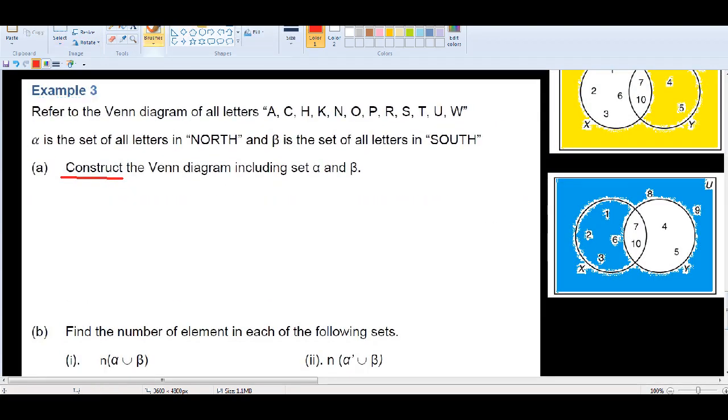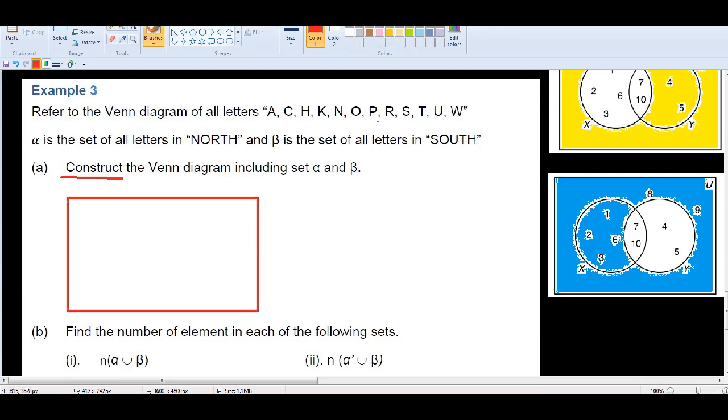Remember, to construct a Venn diagram, you need to draw a universal set, which is a rectangle. Then you need to draw 2 circles representing alpha and beta. The size of the circle doesn't matter. Let me label it. This is called alpha, this is beta, and this is U, which means all the letters.